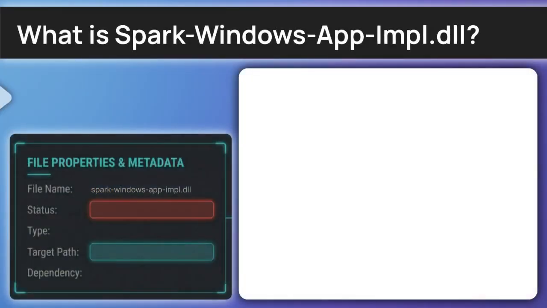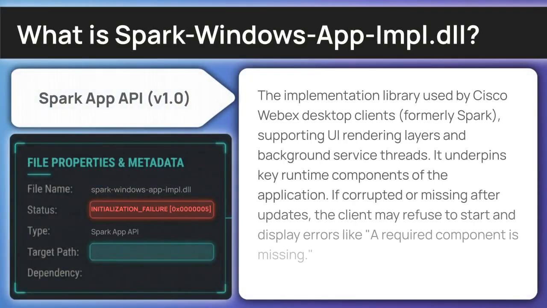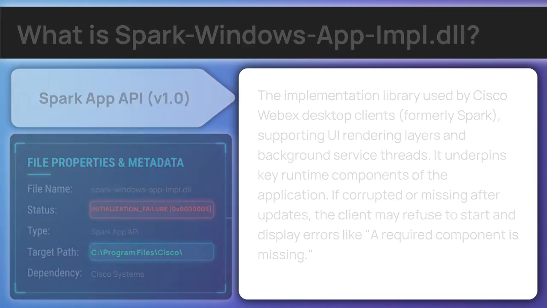This is the Spark Windows App implementation, the implementation library used by Cisco Webex desktop clients, formerly Spark, supporting UI rendering layers and background service threads. It underpins key runtime components of the application. If corrupted or missing after updates, the client may refuse to start and display errors like "a required component is missing." Since we've covered what this file is, let's move to the primary fix.